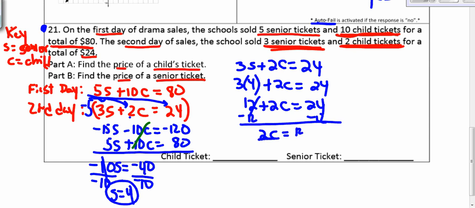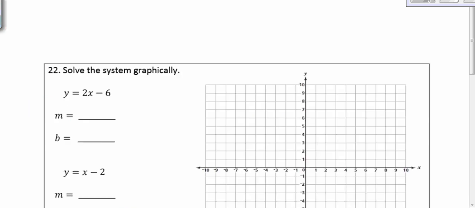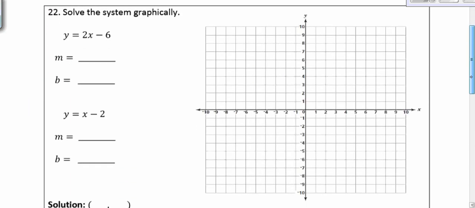You divide by 2. You get C equals 6. So child ticket, $6. Senior ticket, $4. And that's about it. Number 22, solve graphically.